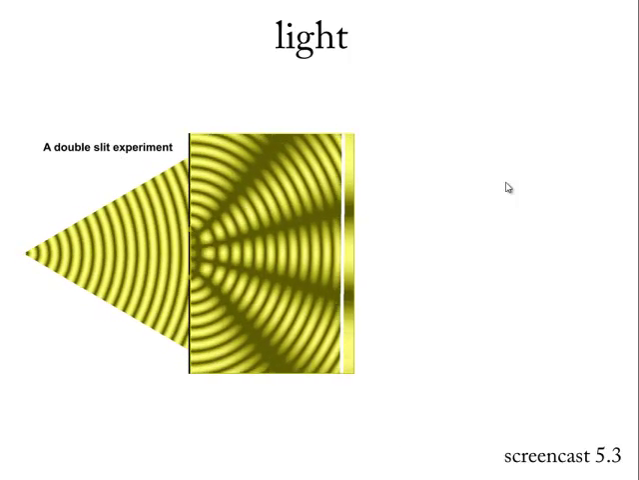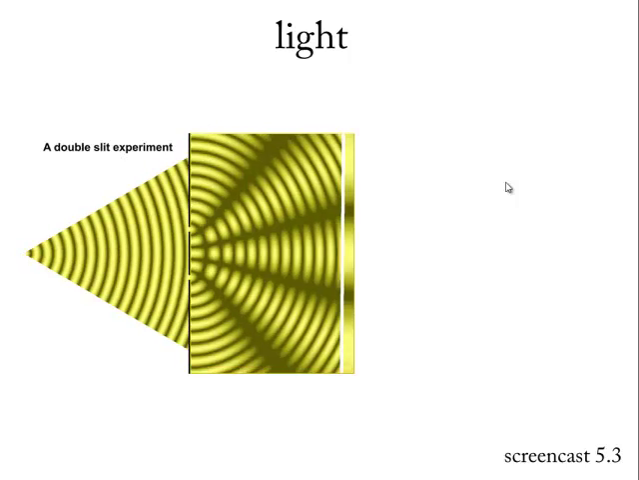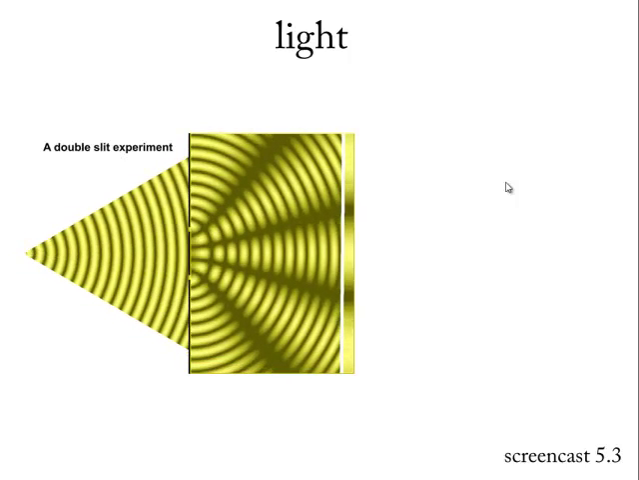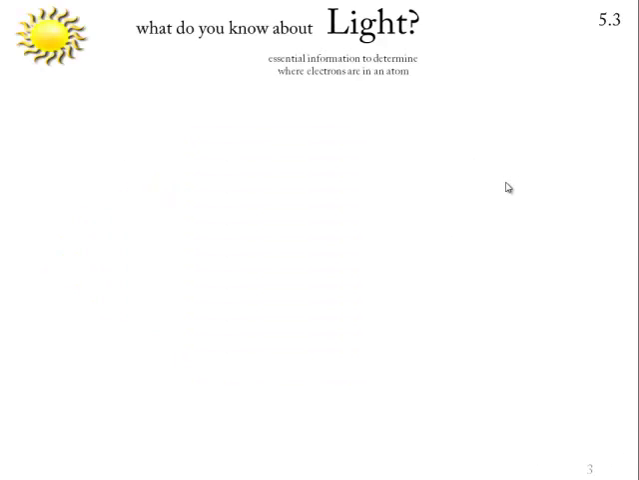and it was done by a Danish physicist who knew a lot about light. We better review a little bit about light before we go into this discovery. So, for Screencast 5.3, we'll be talking about light and the electromagnetic spectrum before we get into how this applies to where the electrons are in an atom. This is Screencast 5.3. So what do you know about light?